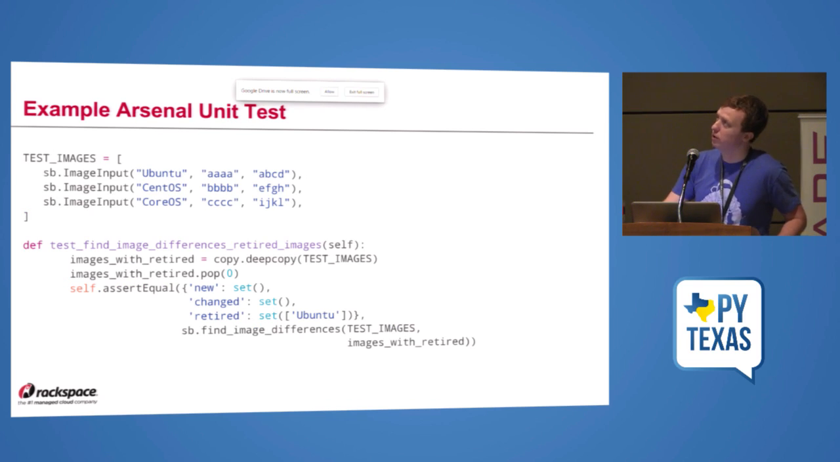And here's an example of an Arsenal unit test. It's not doing anything too crazy, but you can see that it's asserting that what I'm getting back from this function, find image differences, does what I expect it to. In a way, you can think of tests as mini proofs of your program.